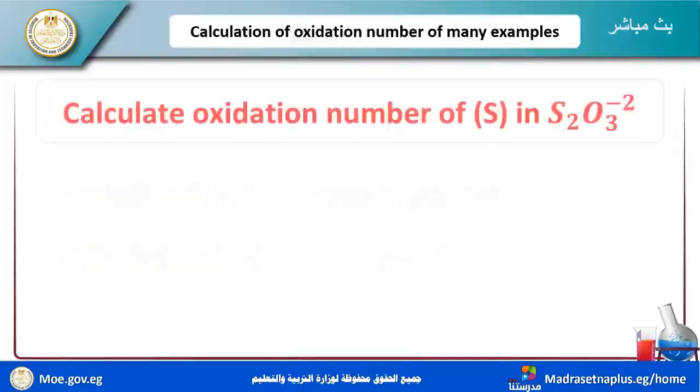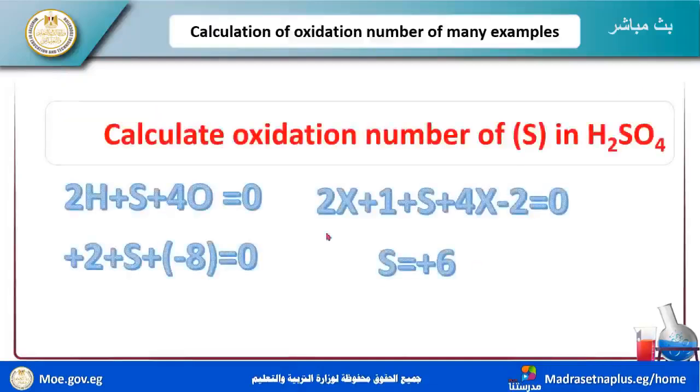We have another example. Calculate the oxidation number of sulfur in the thiosulfate anion, or thiosulfate ion, one of the polyatomic groups. You must say that the oxidation number here is 2S plus 3O equals 0. No, equals negative 2.